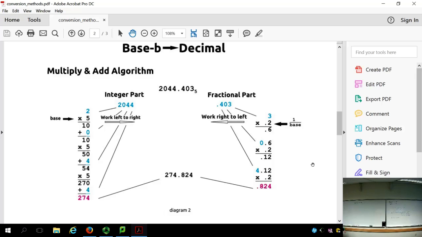Yeah, basically. So to start with the integral part, we go ahead and take our first number, 2, and we multiply it by our base. 2 times 5 is 10. We then add our next number. Plus 0 is 10. We then multiply that by 5.